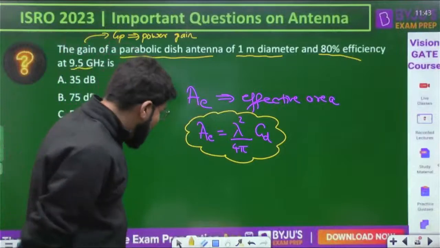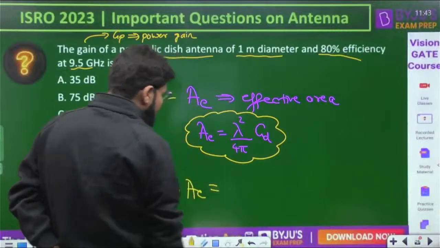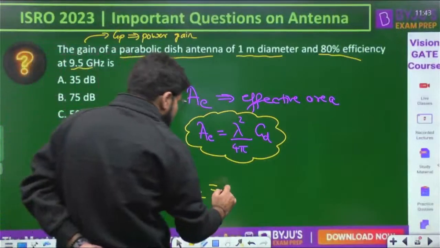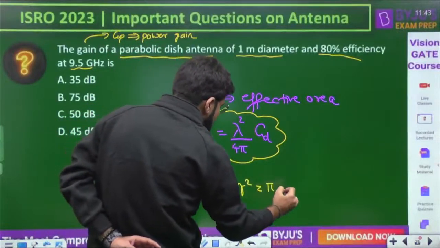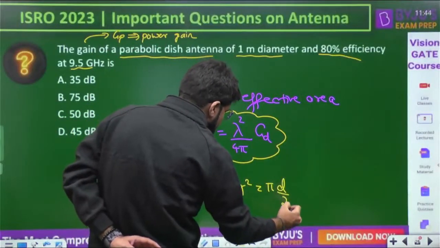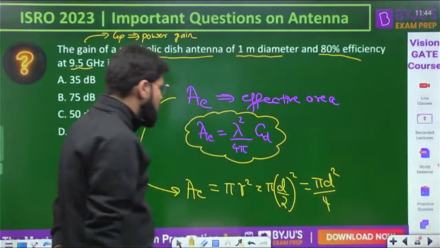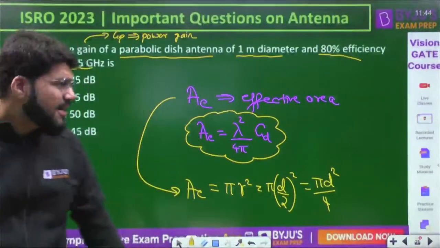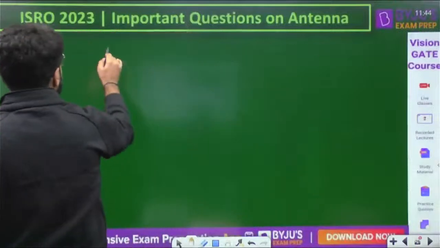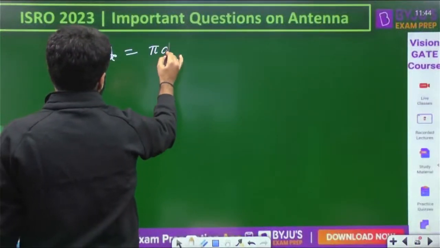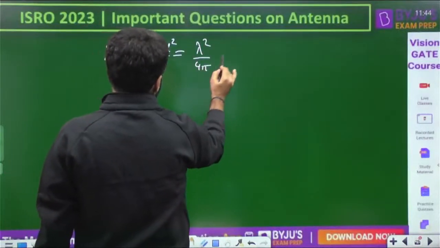Now, effective area especially for parabolic dish antenna: the maximum effective area for parabolic antenna is pi r square, and r will be taken as diameter by 2. So we simply write it as pi d square by 4. So let's start calculating now. The effective area, which is pi d square by 4, is also equal to lambda square by 4 pi into the GD.